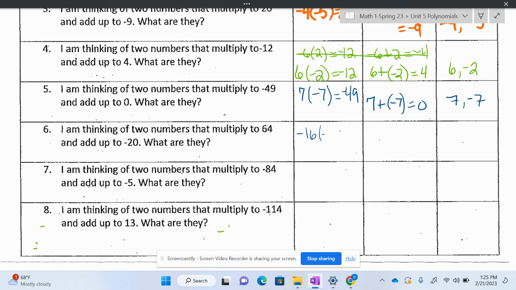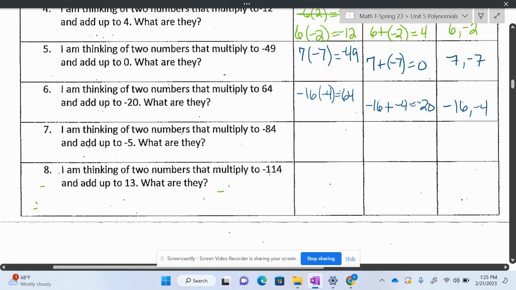Yeah, -16 times -4 is a +64, and -16 plus -4 equals -20. Okay. I'm thinking of two numbers that multiply to -84 and add up to -5.